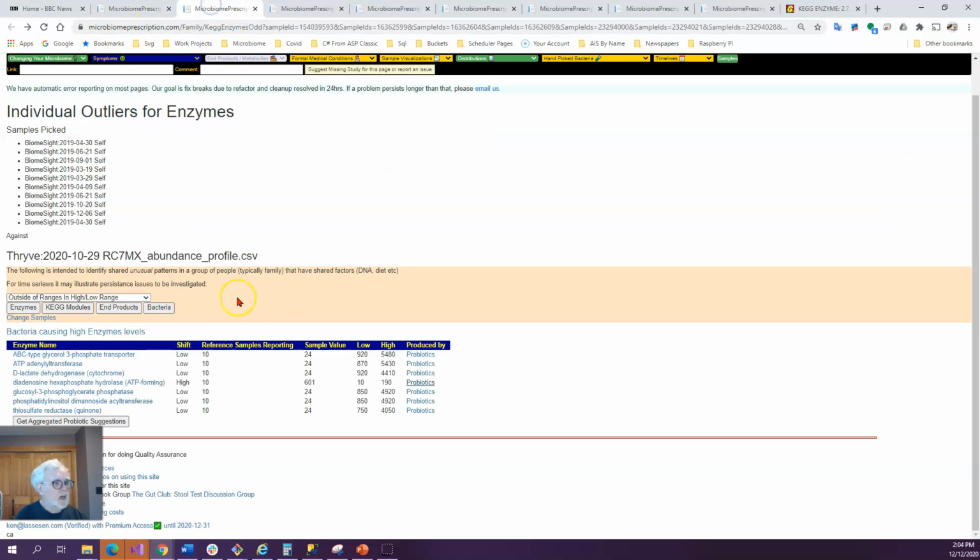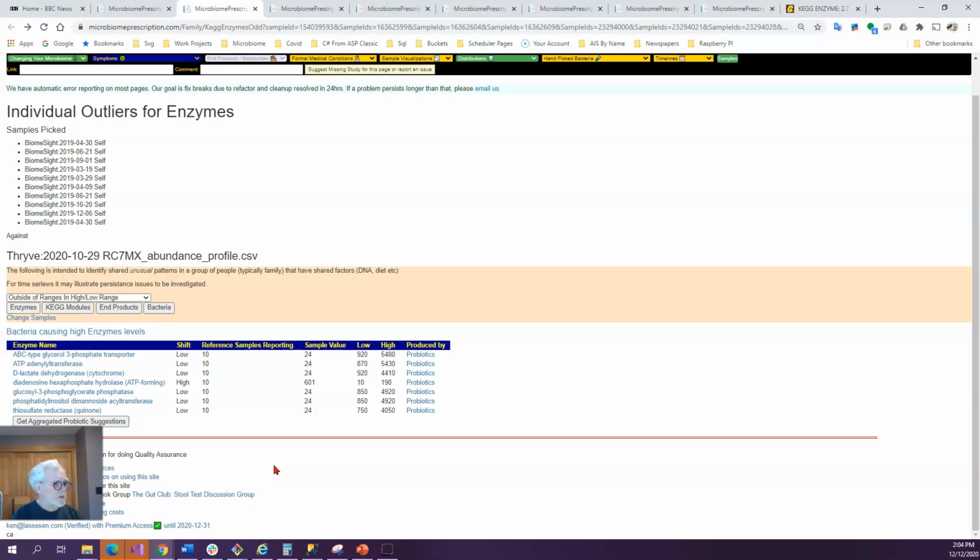So I can flip back here, and when we click on the probiotics for that one, oops, sorry, we don't get any probiotics for high, only for low. So this particular one went up high because one of our bacteria happens to relatively go up high, and as a result.